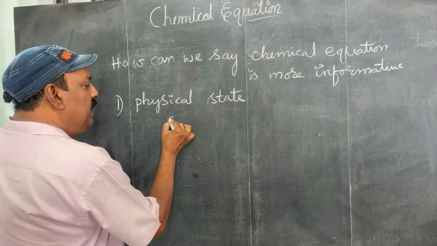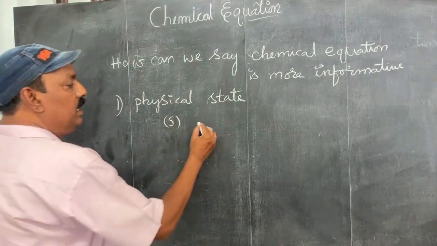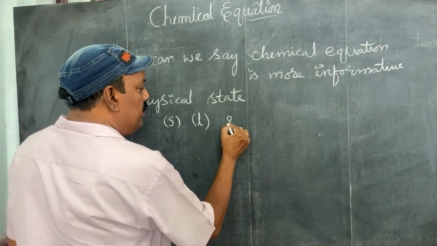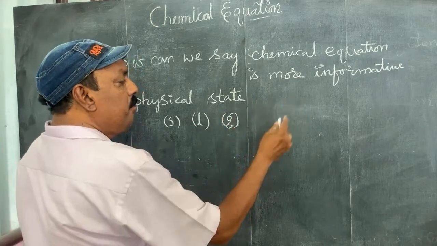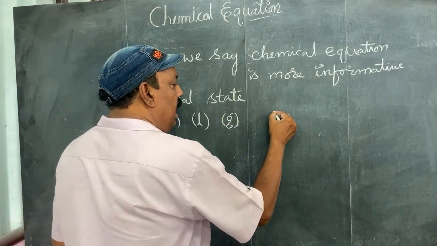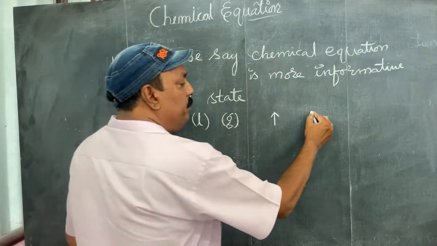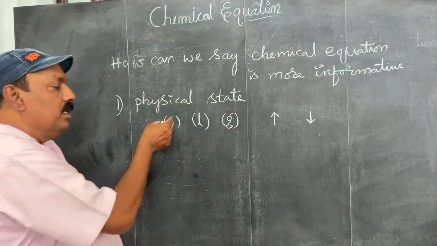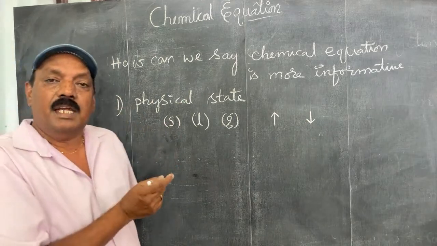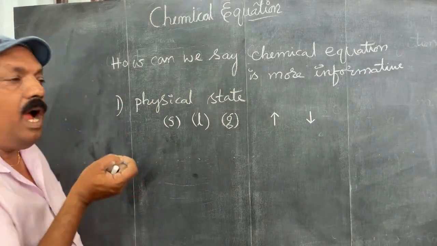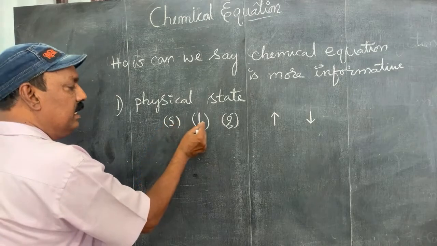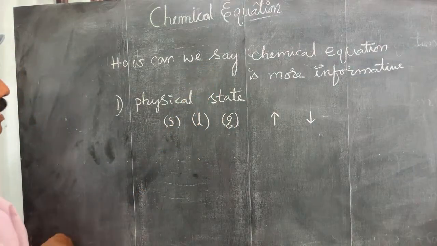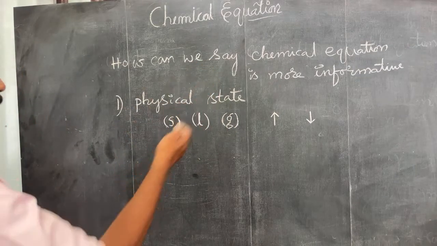For solid, simply we put S. For liquid, simply we put L. For gases, simply we put G. And in the other symbolic way, gases are shown with an upward arrow mark, but for a precipitate the arrow mark is downwards. So physical state means in the chemical equation, the reactants as well as the products are identified symbolically with S, L, G: solid, liquid and gas.